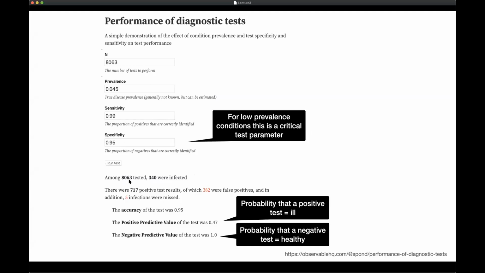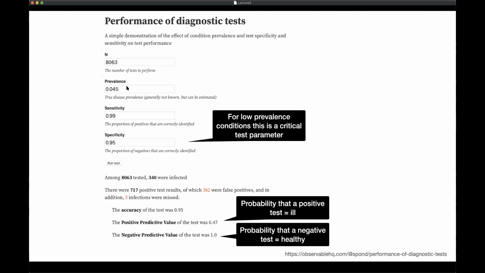So now, again, it's just a computer simulation. Among 8,063 tested, 340 were truly infected. But now you have 717 positive test results, of which 382 were false positives, which means that if you get a positive result, it's only 50-50 that you really have it. And all you've done is change one parameter by a little bit.